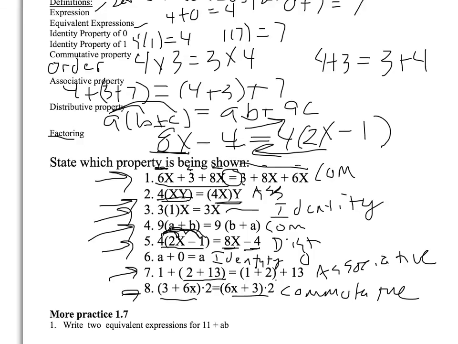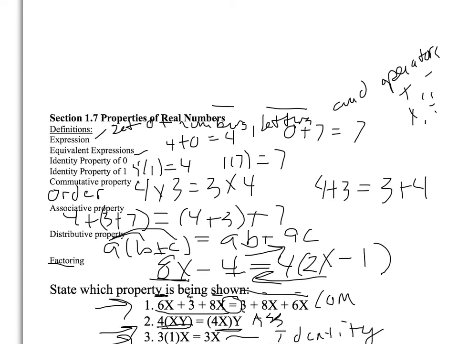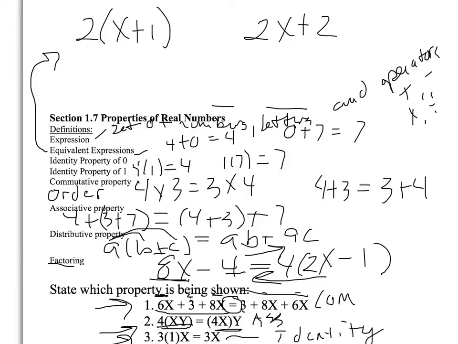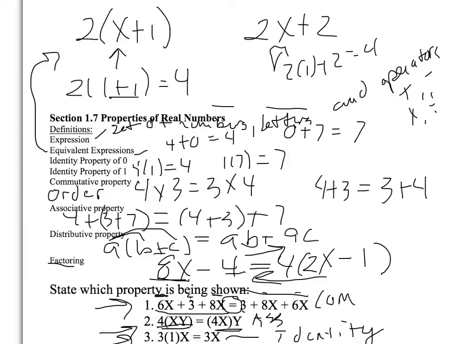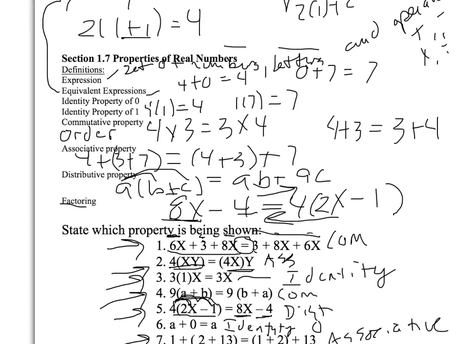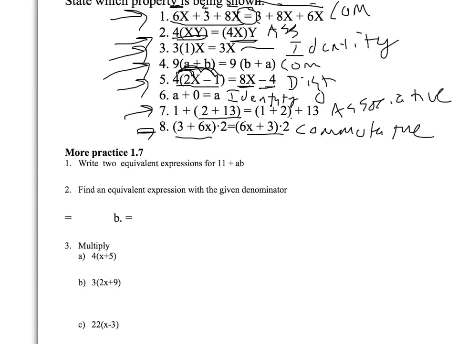Now, equivalent expressions: two expressions are equivalent if they evaluate the same for every number. So notice we have 2 times x plus 1, and we have 2x plus 2. These are said to be equivalent because it doesn't matter what number you put in for x here. If you put the same number in there, you're going to get the same thing. So notice, if you put 1 in, 2 times 1 plus 1, this is 2 times 2, that's 4. Plug it in here, 2 times 1 plus 2, that's also 4. And that would continue on, and that's what equivalent expressions are. Okay.